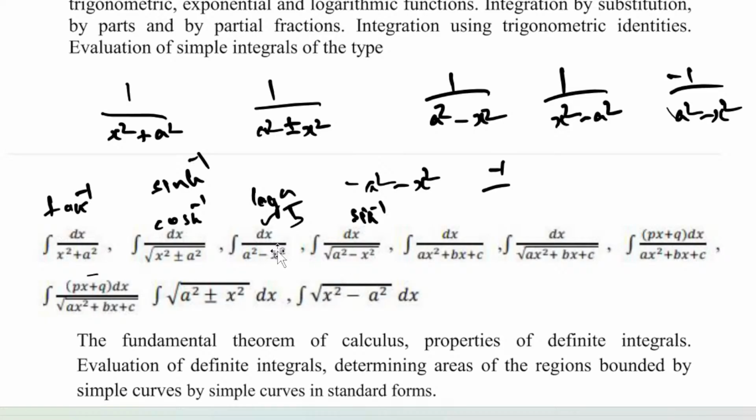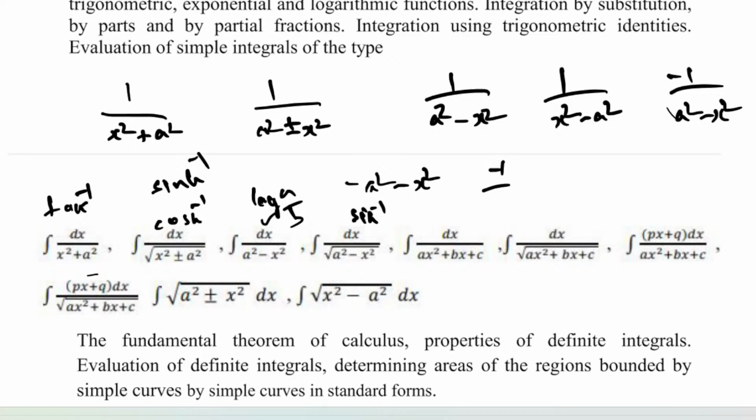Okay? So now you know this 1, 2, 3, 4, 5. These 5 you know clearly. Right? This is tan inverse. This is a combination of cos h inverse and sin h inverse. This is actually a logarithm minus logarithm. This is actually sin inverse. Understood? Okay.